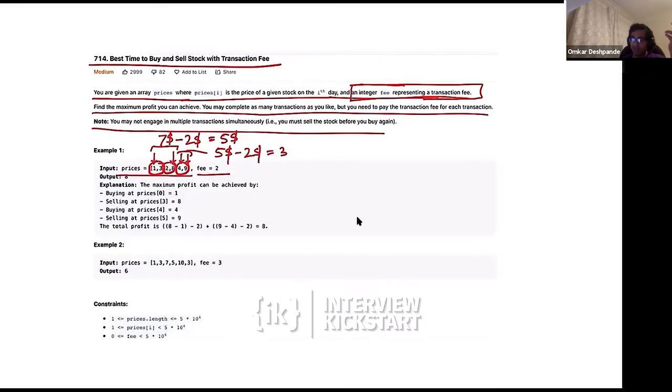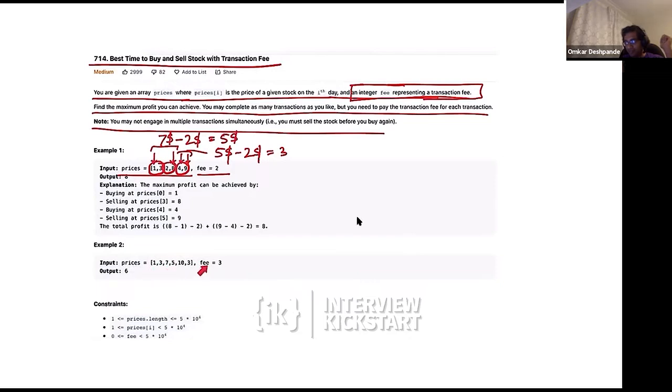Instead of that, if I buy here and I just hold and sell at a price of 8, I get $7 minus $2, just $5. So $5 is better than $4. So the strategy has changed for what I should do.